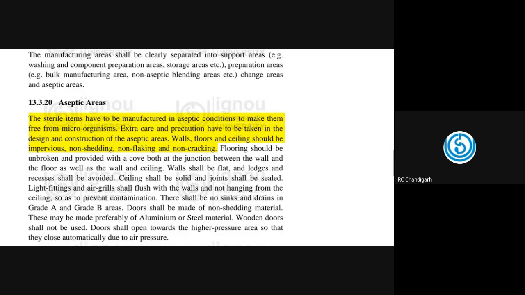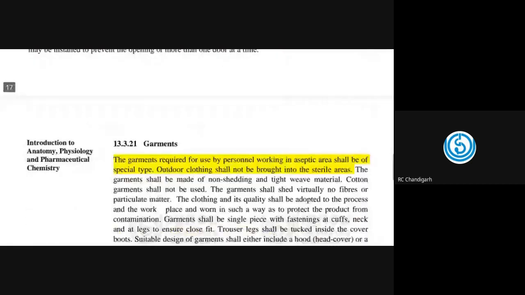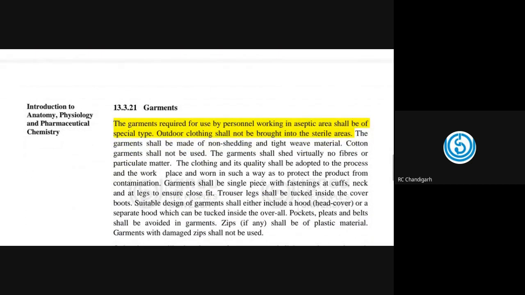Light fittings and air grills shall be flush with the walls and not hanging from the ceiling, so as to prevent contamination. Garments. The garments required for use of personnel working in aseptic area shall be of special type. Outdoor clothing shall not be brought into the sterile areas so that it does not contaminate the area and the drug being manufactured. The garments shall be made of non-shedding and tight weave material.